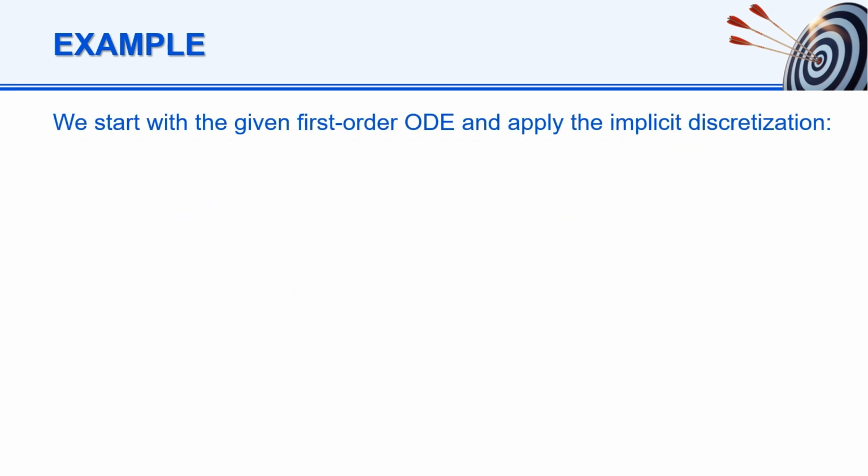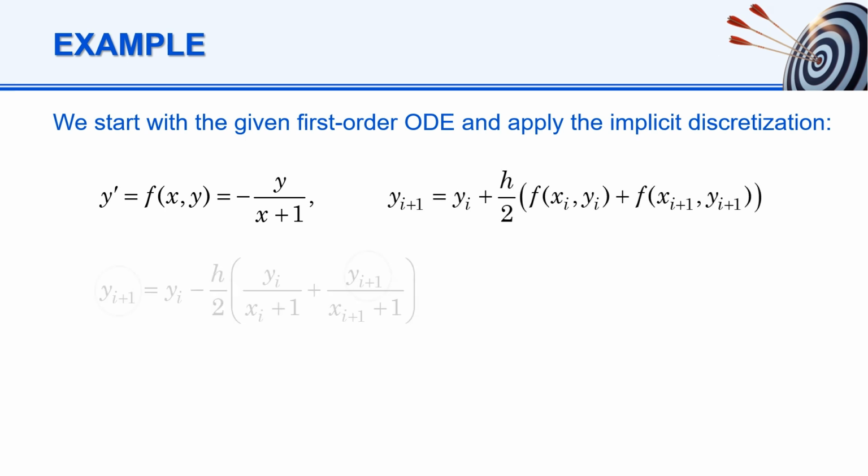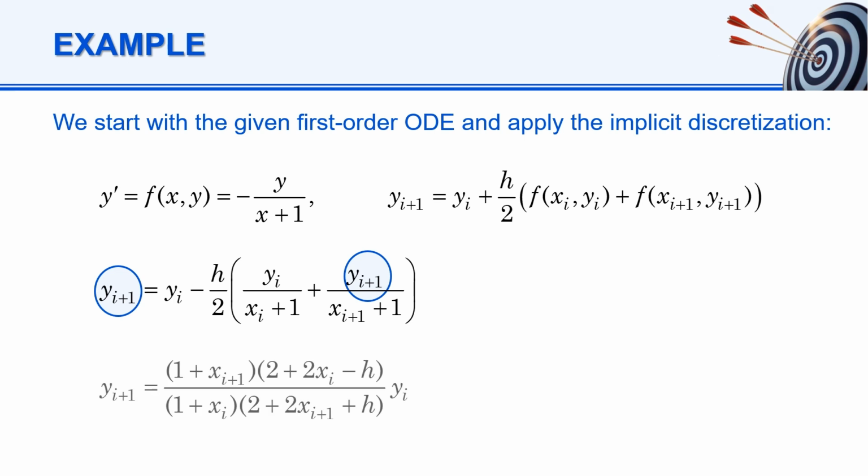We start with the given first-order ordinary differential equation and apply the implicit trapezoidal rule. Substituting f(x, y) into the difference equation, we obtain. Since the IVP is linear, we can solve it for the current step estimate as. The initial condition is x0 equals 0 and y0 equals 2. And we can calculate the abscissas from xi equals i times h for i from 0 to 10 for h equals 0.1.